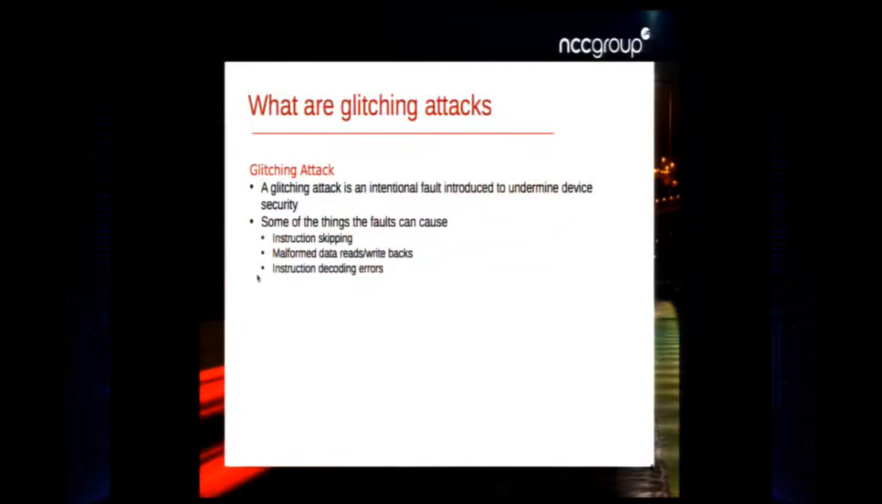To start off, we should ask, what is a glitching attack? A glitching attack is an intentional fault introduced to a device to undermine its security. The effects of these faults can include instruction skipping, malformed data reads or writes, instruction decoding errors, as well as any sort of computational errors introduced into a device.